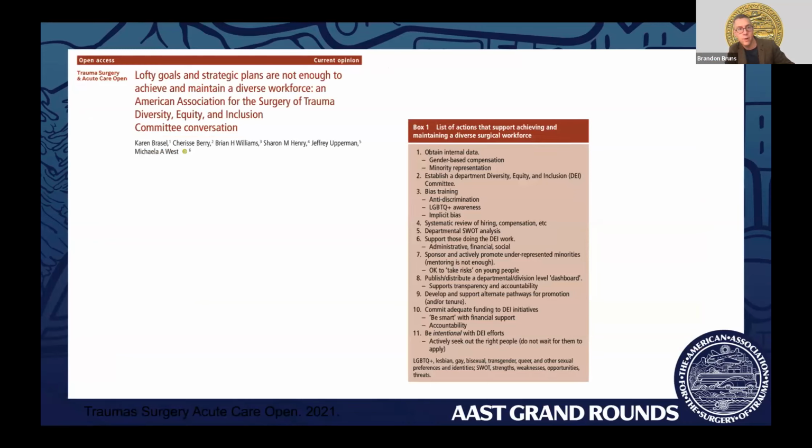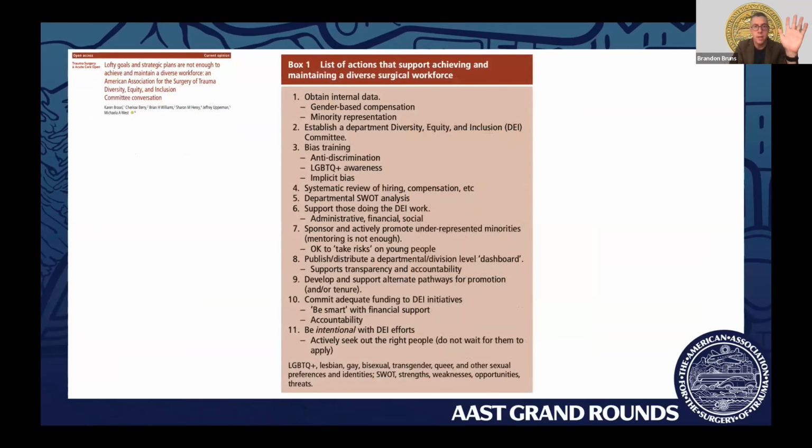This is more work from Dr. Berry and specifically the AAST. This is already out there. A lot of these are the same things that Dr. Capers mentions in his piece in the New England Journal of Medicine, which I would suggest you look at.